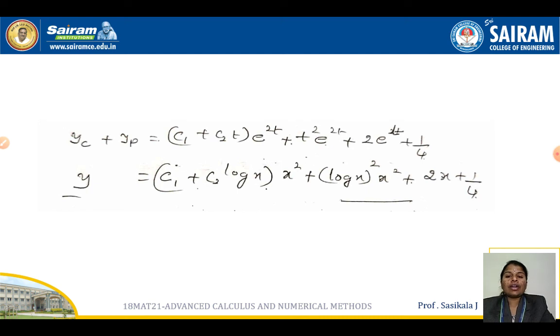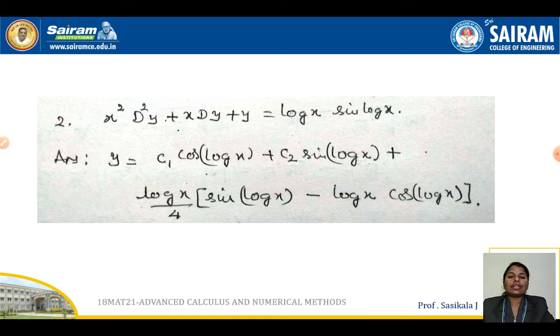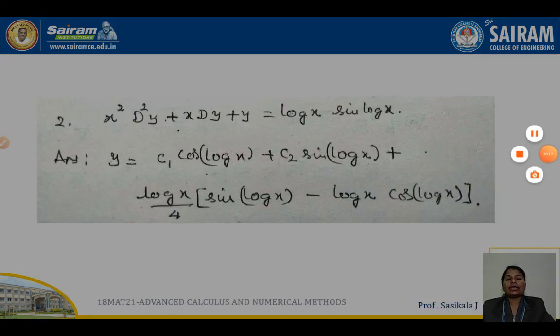It's clear, na? Now you can practice with the two questions I have given. You can use Cauchy's differential equation to solve them, and I have given the answers also. It's not very difficult. They are direct questions, and one more is also given for practice. Kindly practice and verify whether you are getting that answer. Thank you.